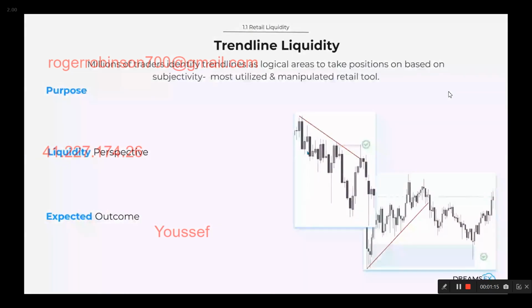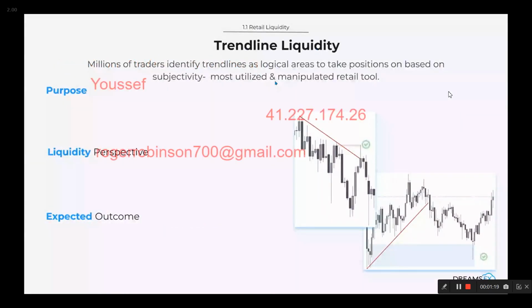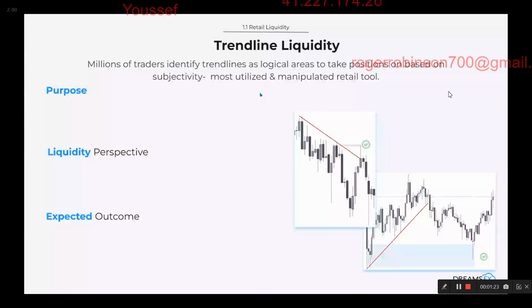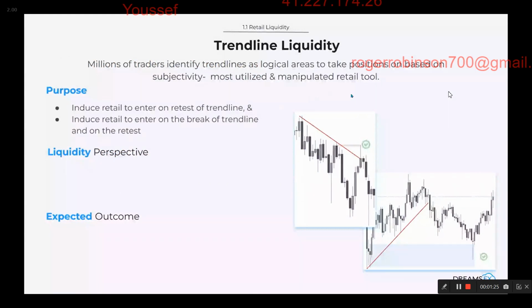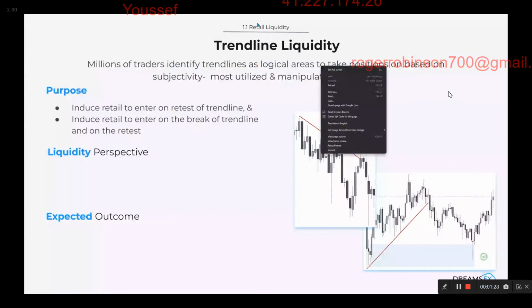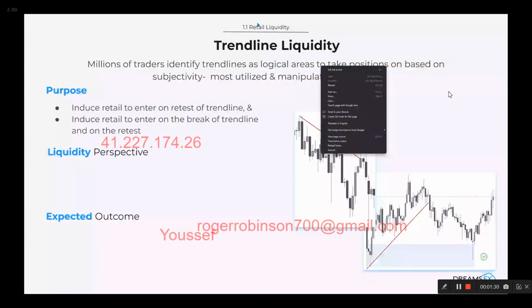Right? Boom. So now, millions of traders identify trend lines as logical areas. It's the most utilized and manipulated retail tool. Everyone learns about it when they first start trading, right? How do you draw a perfect trend line? A perfect trend line doesn't exist. There's no right way to do it. So the purpose is to trap traders on the retest of the trend line and trap retail traders on the break of the trend line, on the retest.